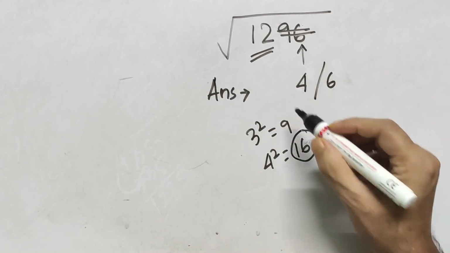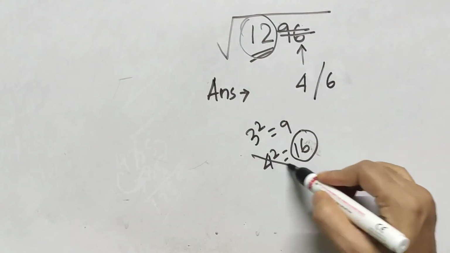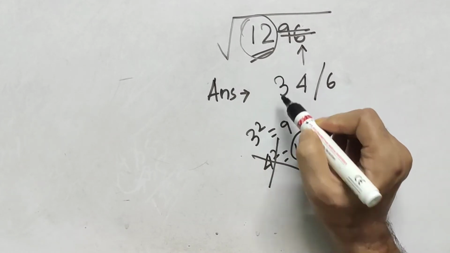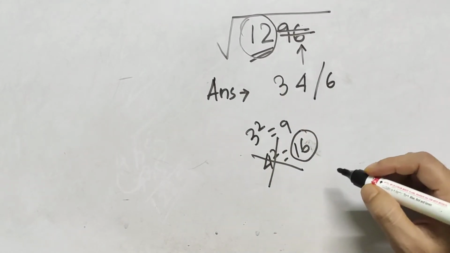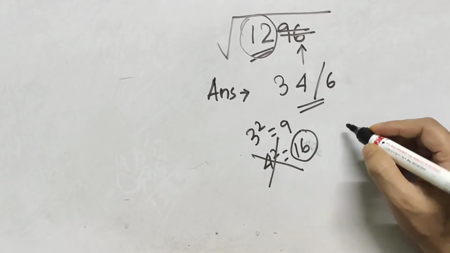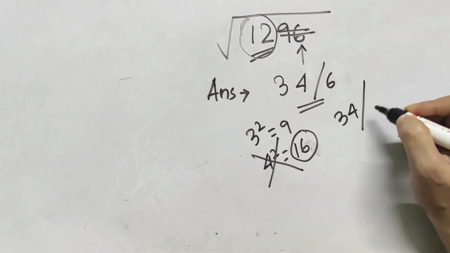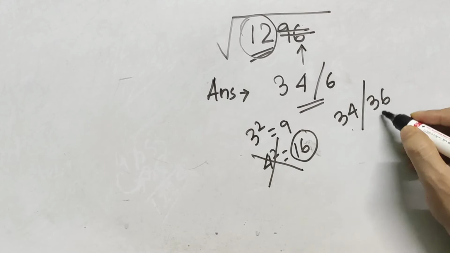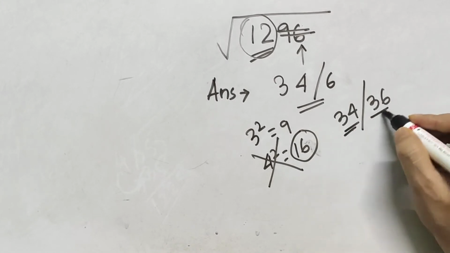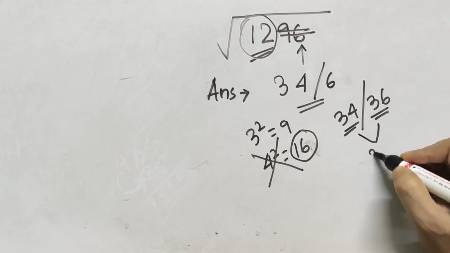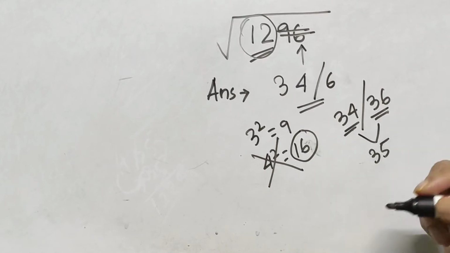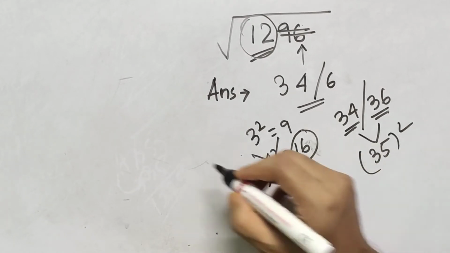So 16 is more than 12, so we are not going to take 4, we are going to take 3. Now the number is going to be either 34 or 36. Now which one to take? In between 34 and 36 we have a number which is 35. Let's see what is 35 square.